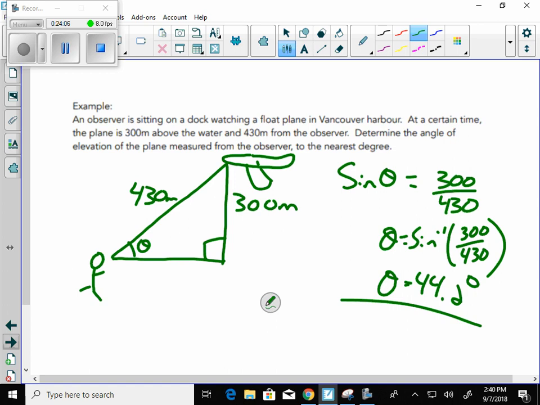Honestly, you know what the hardest part was for most of you guys? Figuring out which ratio to use. Is it 44? Yes, good. That takes time and practice. So guess what we're doing today and Monday? Practice.